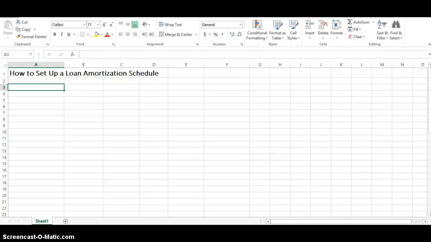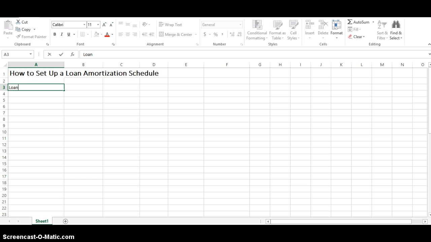This tutorial is to set up a loan amortization schedule in Excel. This is for when you have a fixed interest rate that you're paying a set number of payments over time. This is not for when you have a variable interest rate or the number of payments is going to fluctuate every year. The first thing you need to do is set up the general information about your loan.